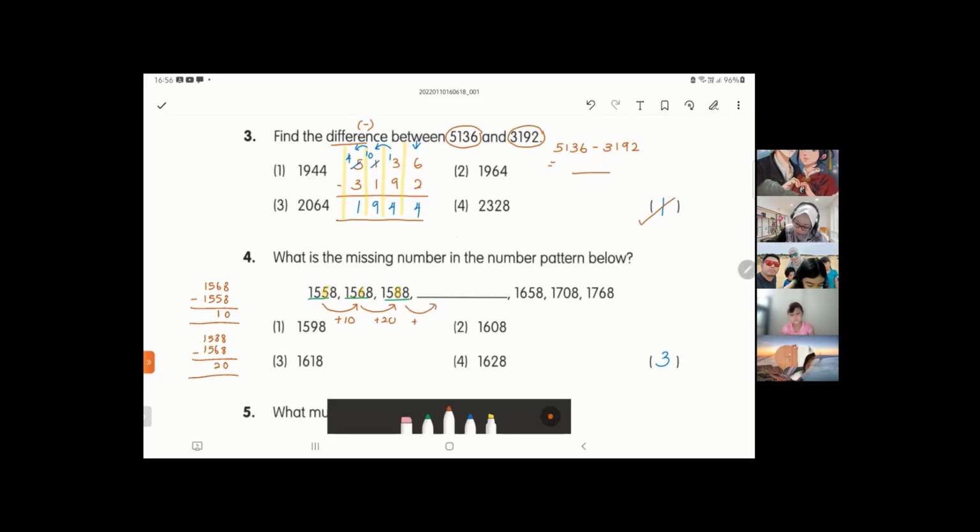But I do not know add what. Okay, never mind. Then we look at the next two numbers first. Let's check at these two numbers, okay? This and this. So what do we have to do? We have to minus them. From here to here, increase by what?